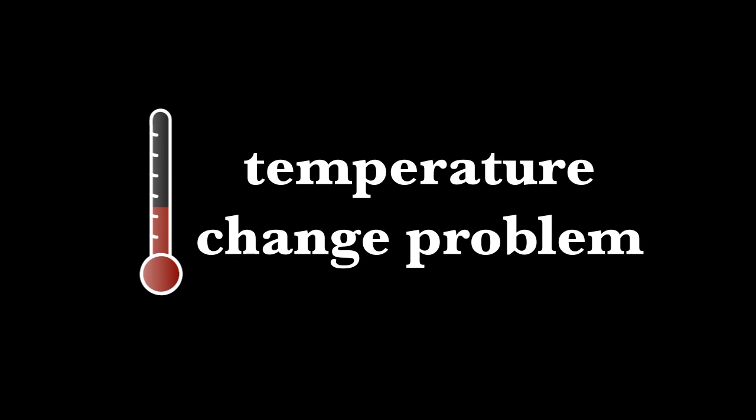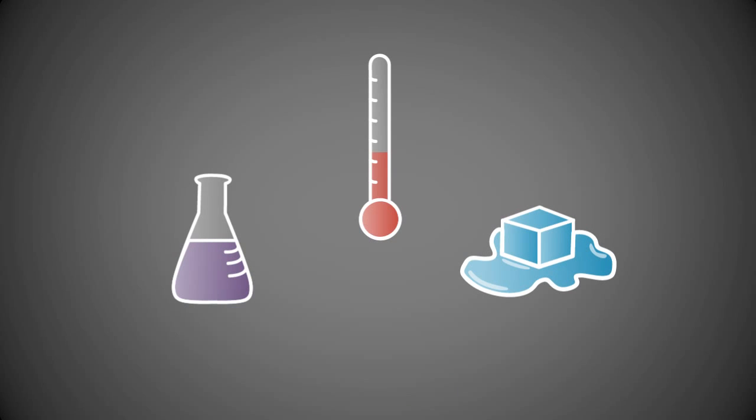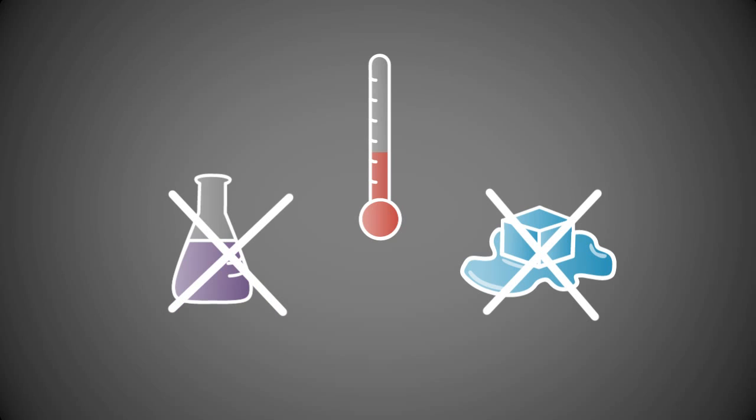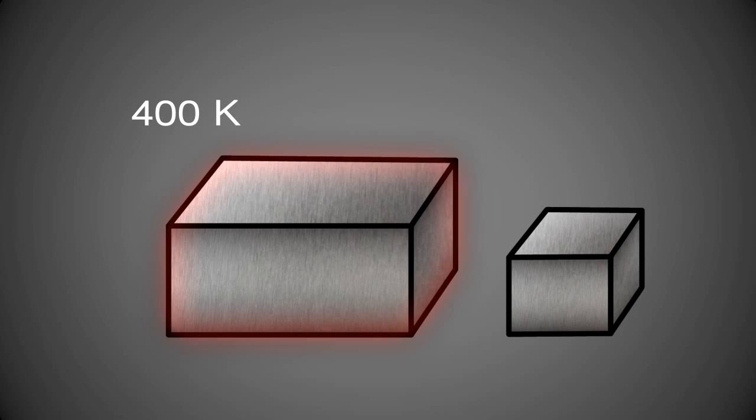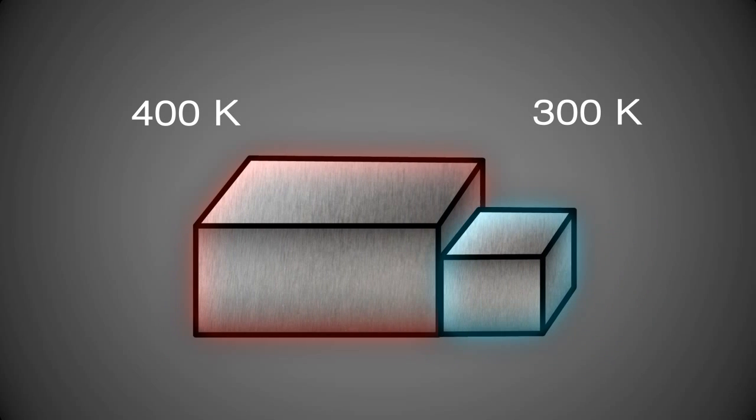So let's imagine these two examples. What's an example of just a temperature change problem? For a temperature change problem, again, we don't want there to be any phase transitions, and we don't want there to be any chemical reactions. So imagine I had a big block of aluminum at some temperature, let's say 400 Kelvin. And I had another little block of aluminum that was, say, 300 Kelvin. And I brought the two of them in contact with one another. Now I would have a high temperature object at 400 K, a low temperature object at 300 K, and the energy would flow between them until they had the same temperature.